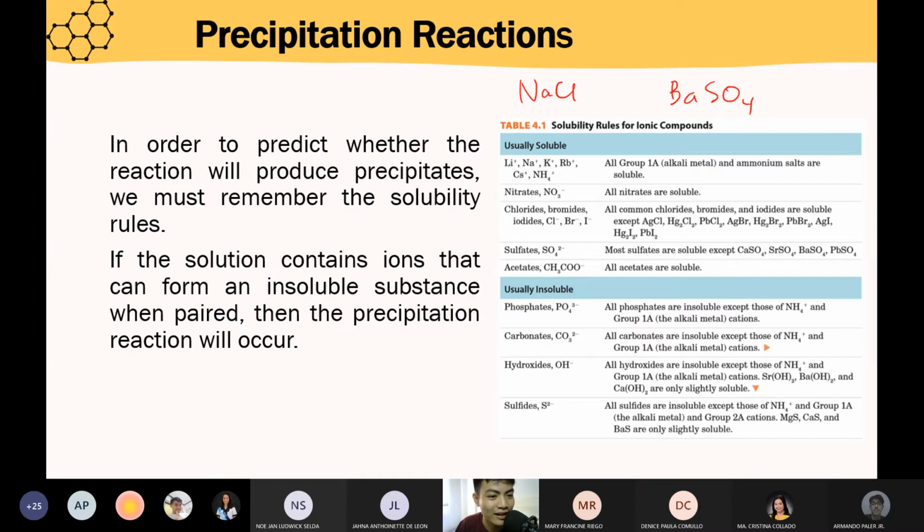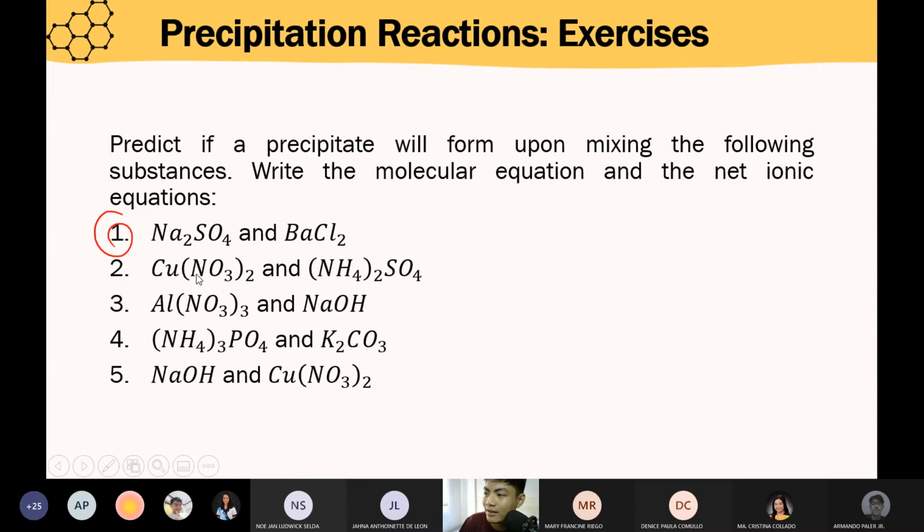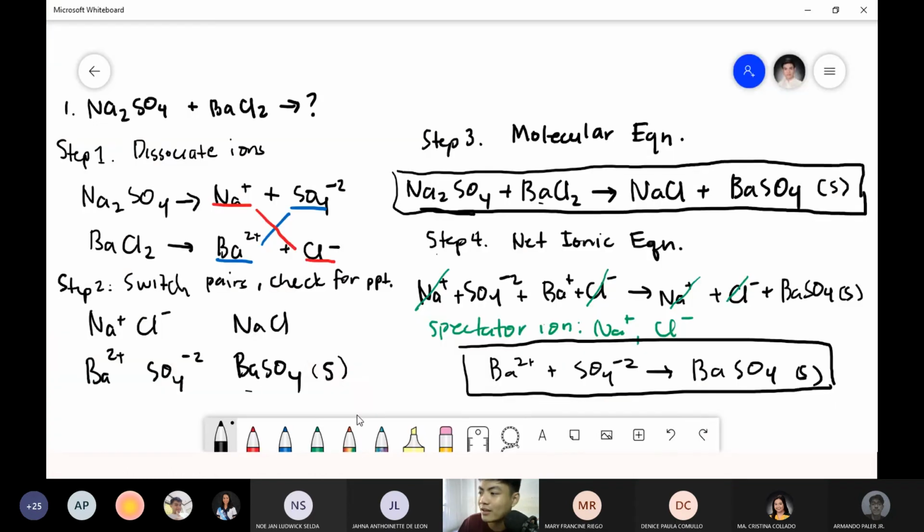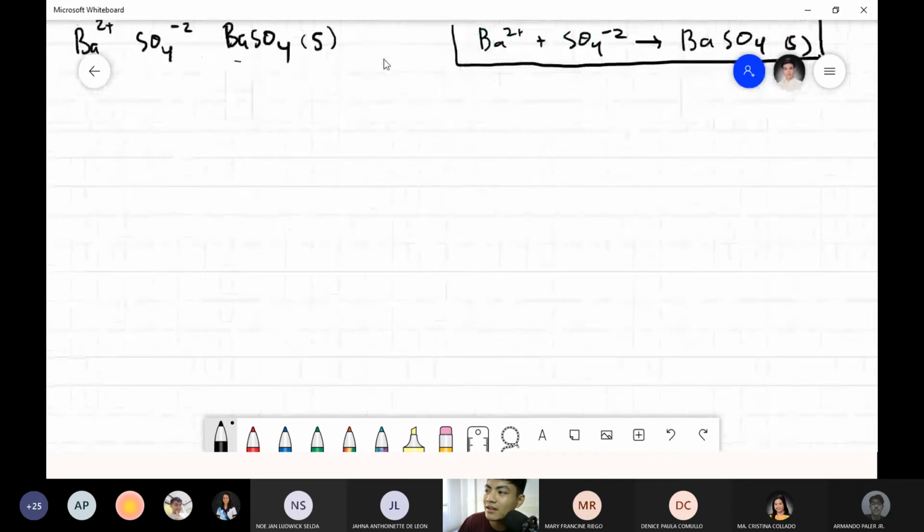Okay, what's next? This next one: copper nitrate and ammonium sulfate. Copper 2 nitrate and ammonium sulfate. Let me just move it here.